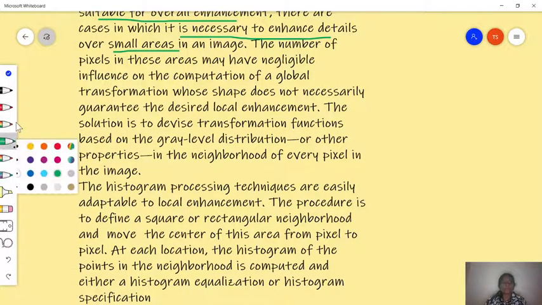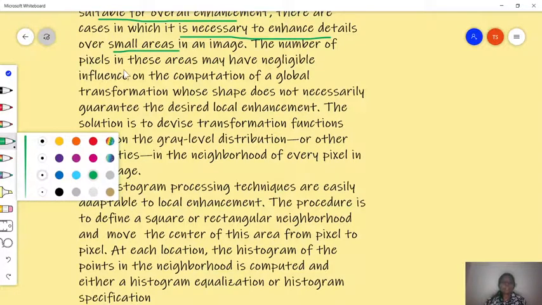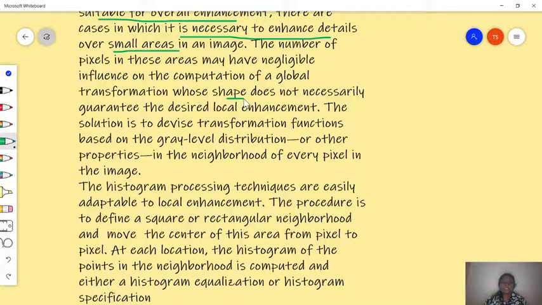And the number of pixels here have negligible influence upon the computation of a global transformation. Those also participate in contributing to the shape, which does not necessarily guarantee the desired local enhancement, but it is giving our requirement. So the solution is to devise a transformation function.